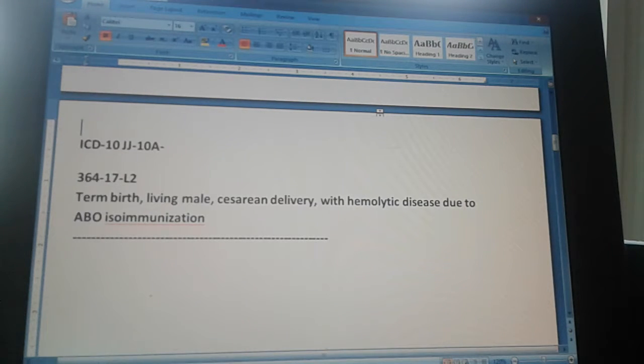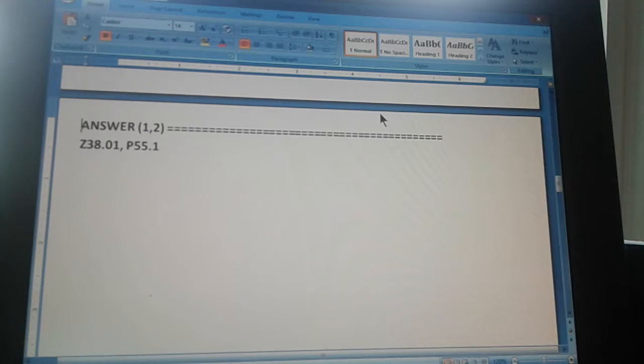If you are wondering what ABO is, it's just the typing of the blood: type A, type B, type AB, or type O. They call it ABO. So this is our diagnosis. Now we're going to count to 3, so you can pause the video and give us the ICD-10 code for this diagnosis. 1, 2, 3.